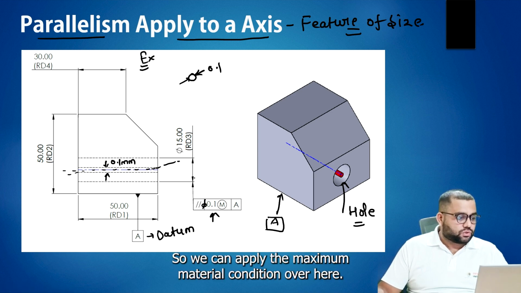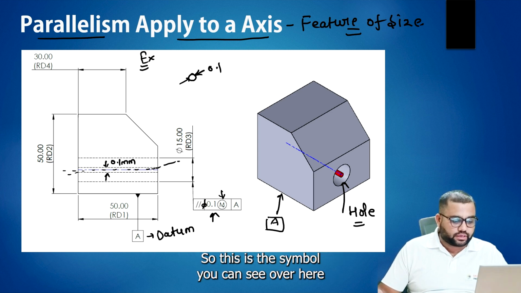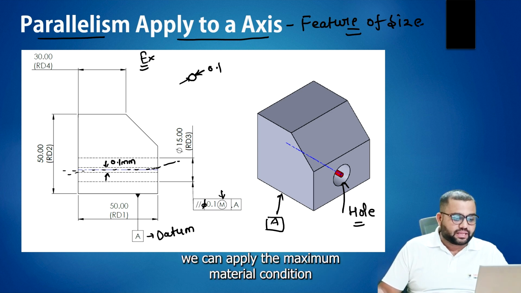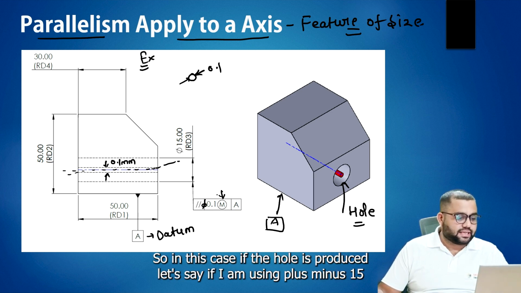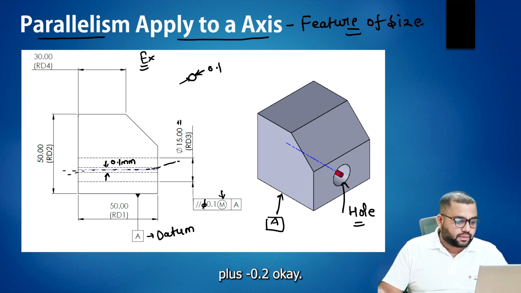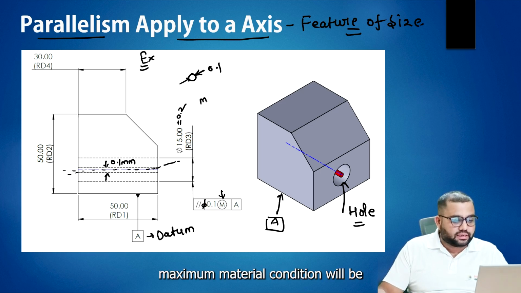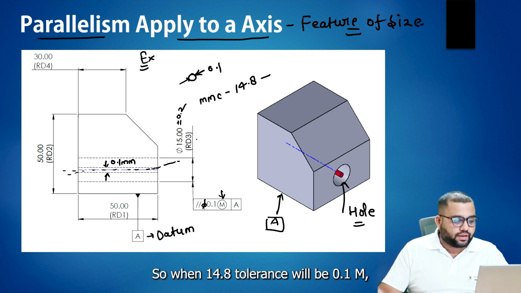In this case, we can apply the maximum material condition over here. This is the symbol you can see. We can apply the maximum material condition or the least material condition modifier. So in this case, if the hole is produced, let's say I am using plus minus 15 plus minus 0.2, let's say we are applying. For the hole, maximum material condition will be 14.8.